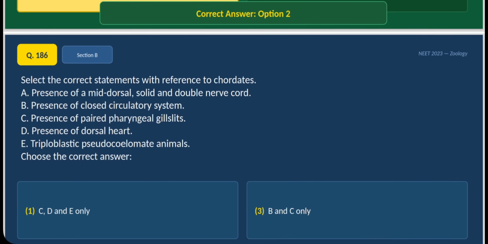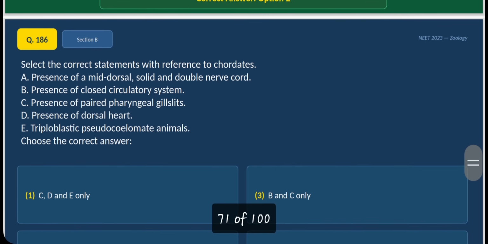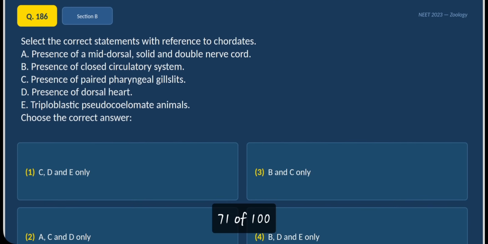So you have to choose the correct statement. Presence of mid-dorsal solid and double nerve cord doesn't seem to be right. Presence of closed circulatory system is seen in most of them. There is no open circulatory system in any of them.